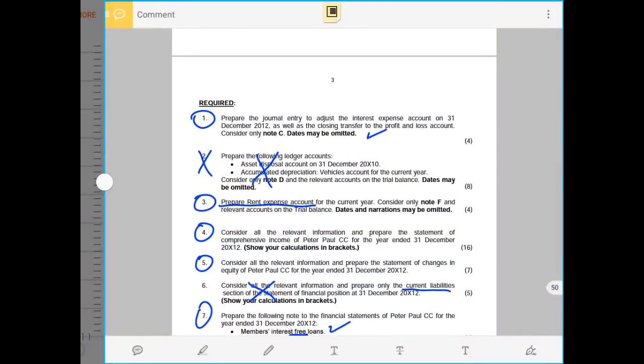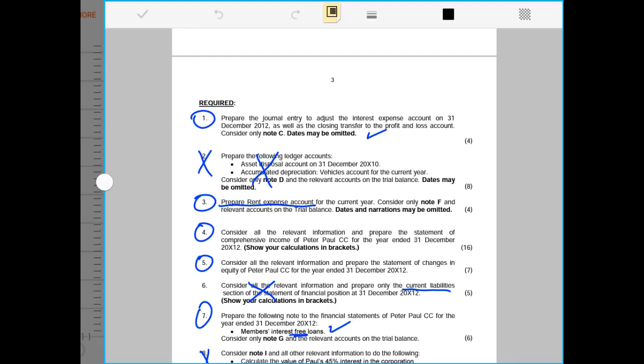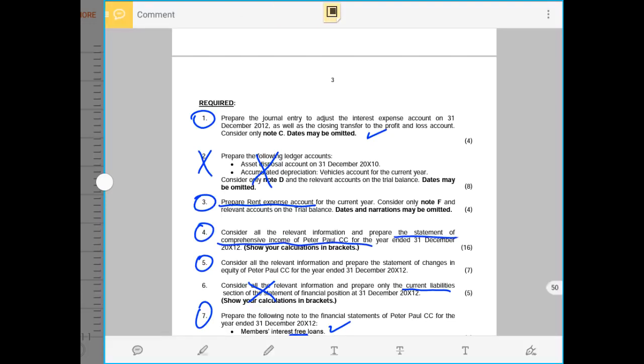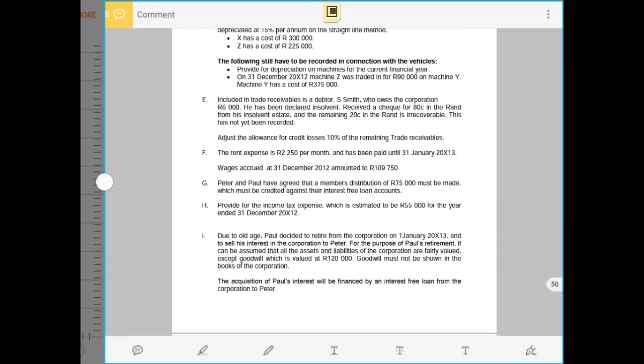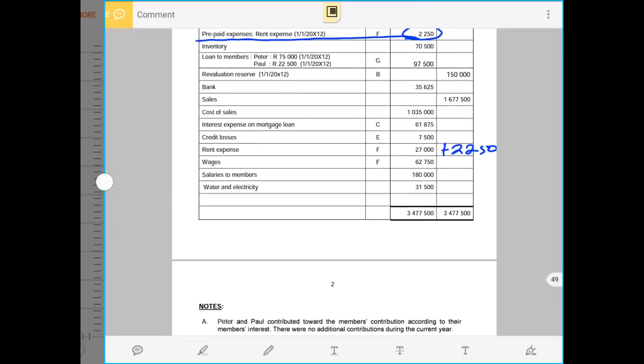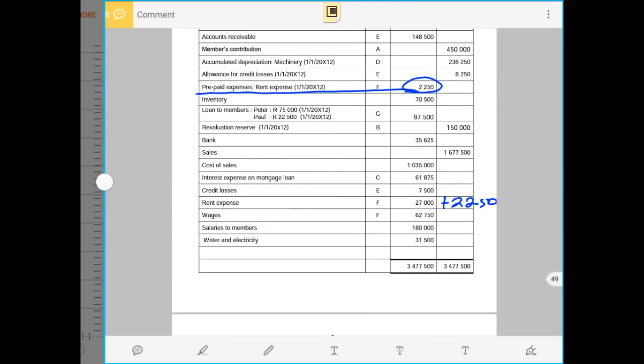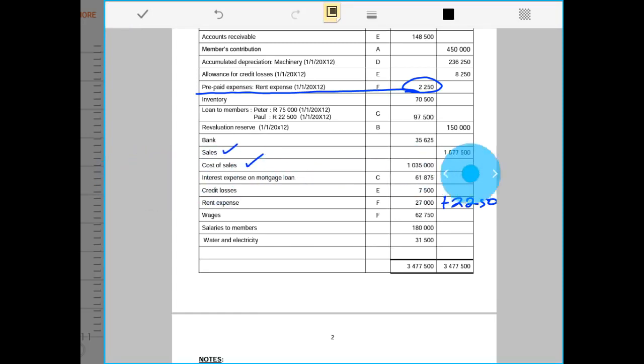Whenever you are required to do the statement of comprehensive income, just like here, make sure that you start drawing the rough draft, taking into account all the expenses that are already given and the incomes in the trial balance. I will start with the skeleton so that when I do my notes or the additional information, I just copy and paste the amount from each transaction. I will start with my sales and cost of sales in the income statement.